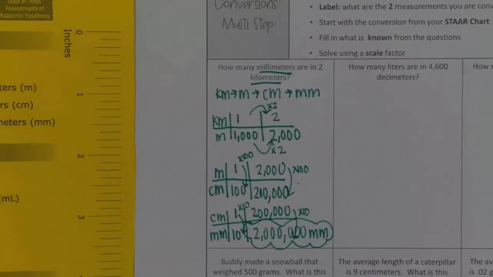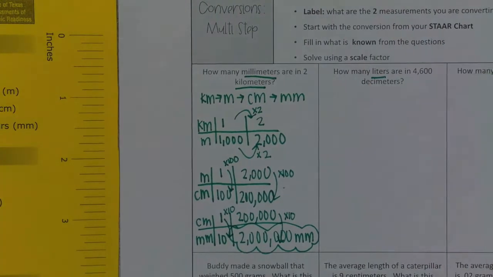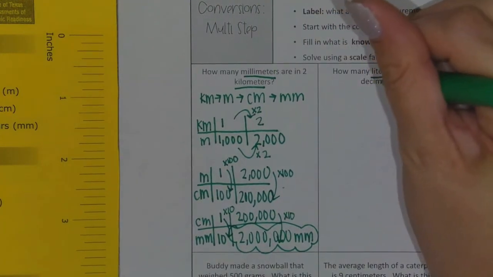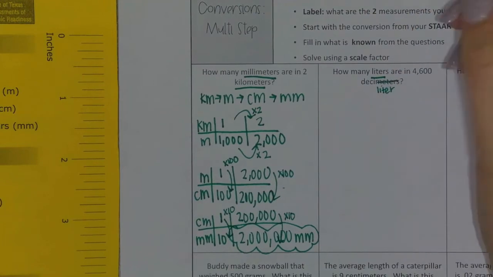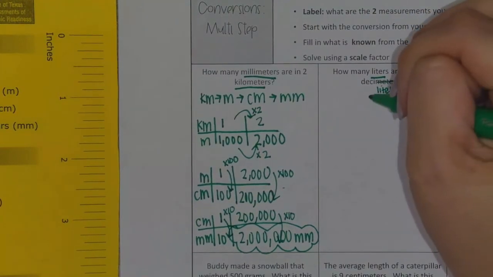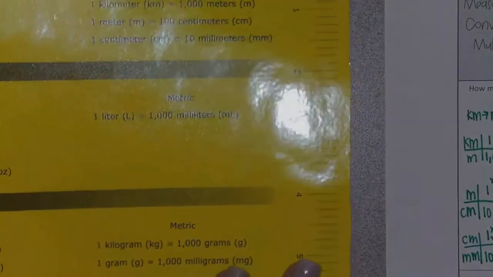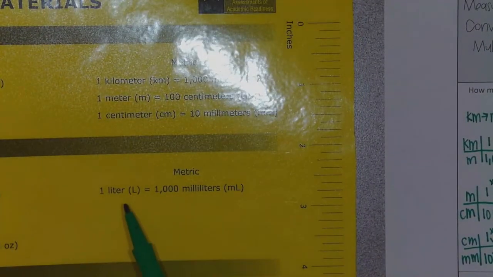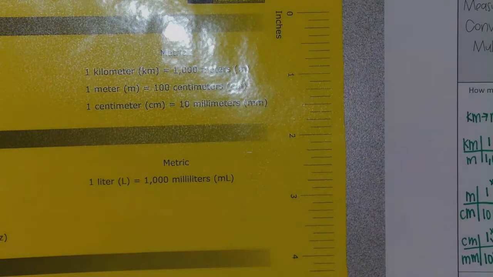Okay, so let's look at our next problem. Our next problem says, how many liters are in 4,600, and that's supposed to say liters on there. So how many liters are in 4,600 deciliters? So when I look at my star chart, here's liters, but the only thing there is milliliters. So there's not even anything that says deciliters on there at all.